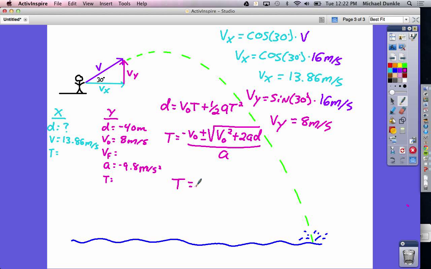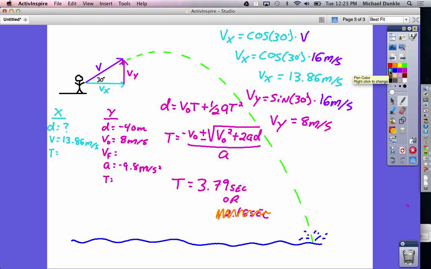When you plug all those numbers into your calculator, what you will get is that time could be one of two things. It could be 3.79 seconds, or it could be negative 2.16 seconds. Now hopefully we all know that there can only be one correct answer, and it should be pretty easy to spot which one it is. We can't have negative time, so we're just going to forget about that negative 2.16. That one doesn't make any sense.